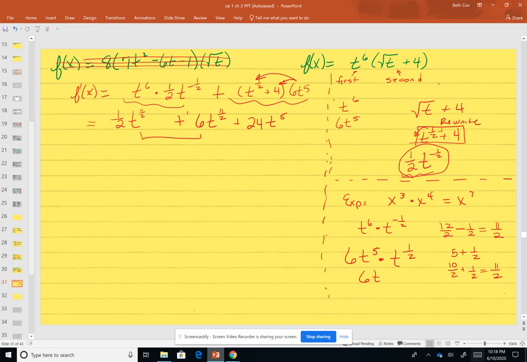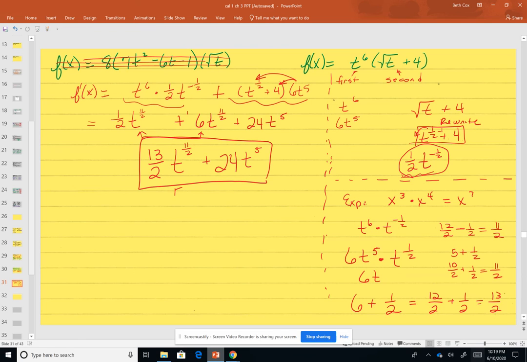Okay, now these are like terms. Those are like terms. So when I do like terms, I have to add the coefficients. So once again, I have to add 6 plus 1/2. This would be 12 halves plus 1 half, which would be 13 halves. Okay, so this is going to be 13 halves t to the 11 halves plus 24 t to the fifth. And that is the final answer.